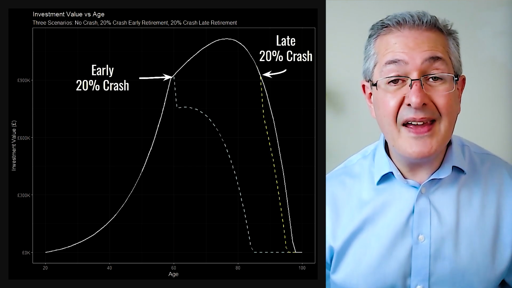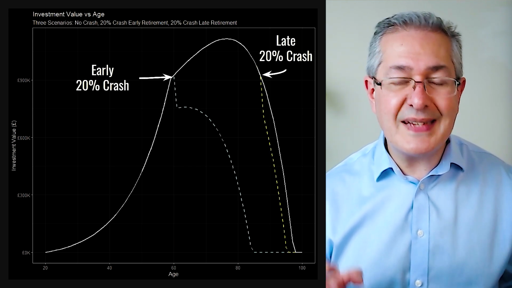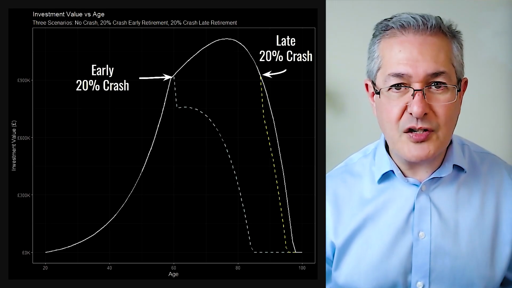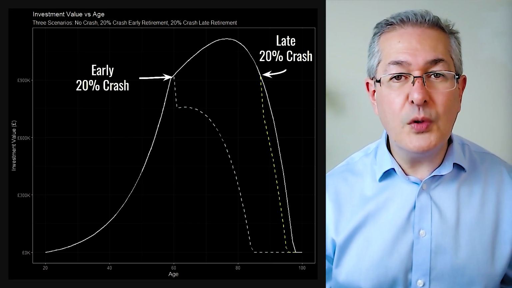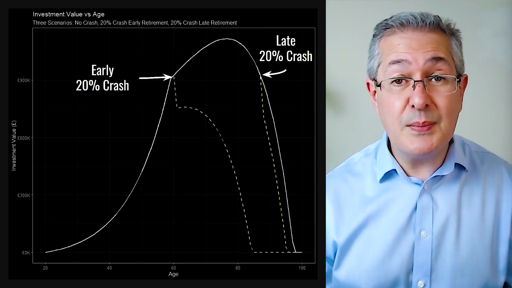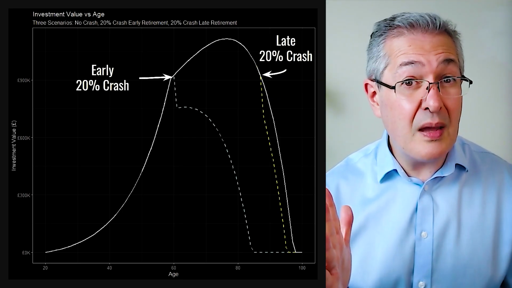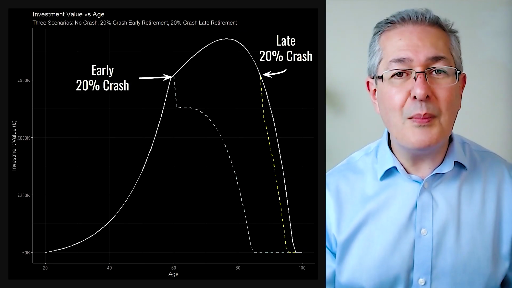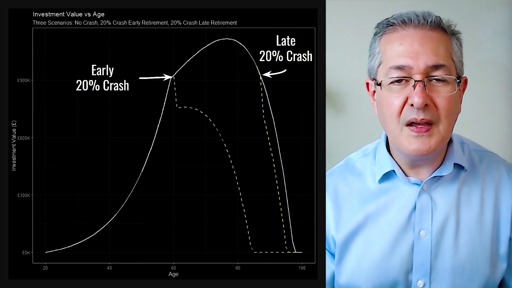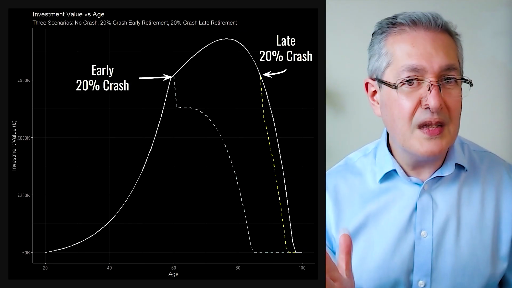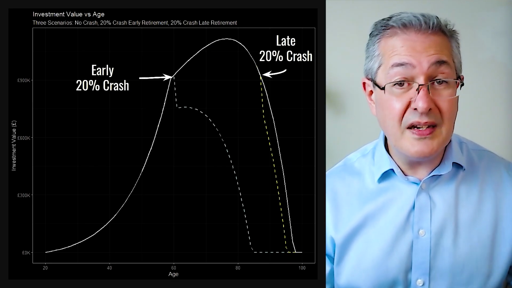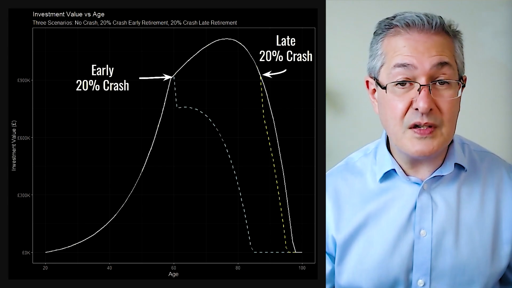So what I've done here is to take that illustrative example and impose a 20% crash. So the value of the investments falls literally overnight by 20%, either early in retirement or towards the end of retirement. Now notice the massive difference it makes when the crash happens. A crash early on in retirement reduces the lifetime of the pot hugely, whereas a crash towards the end of retirement hardly makes any difference at all. So that's what we mean by sequencing risk.